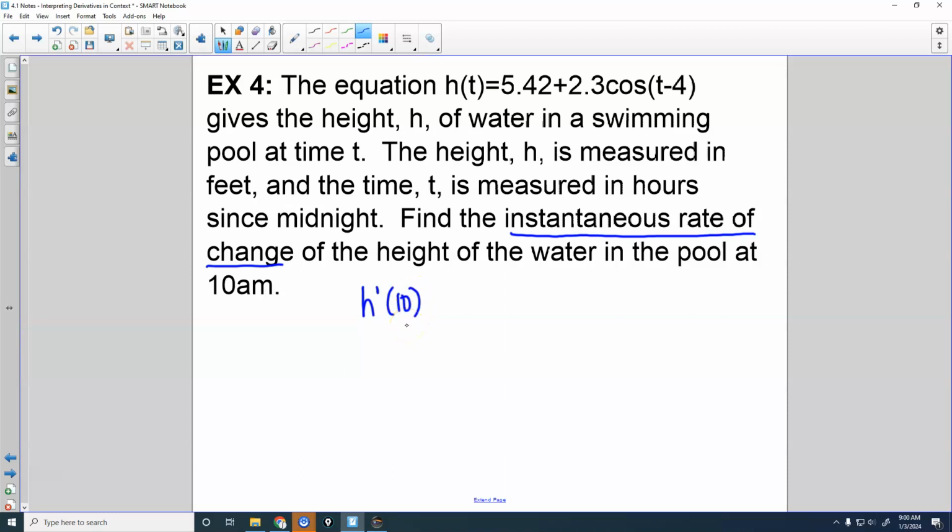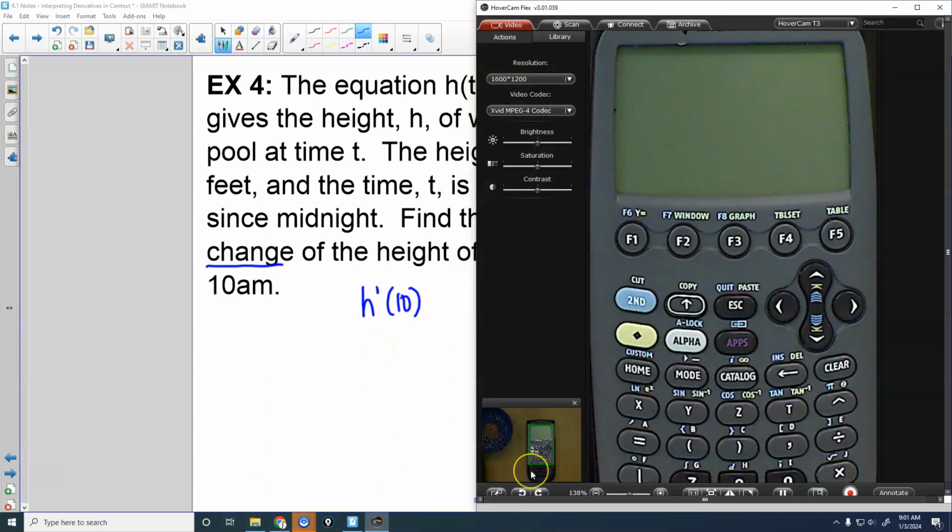Now, if this is a free response question, you don't have to find H prime of T. And if it's calculator active, you do not have to find H prime of T. Now, you could. This is not a really difficult derivative right here, so you could, but you don't necessarily have to. So let's work with our calculators a little bit. So everybody grab your calculator.